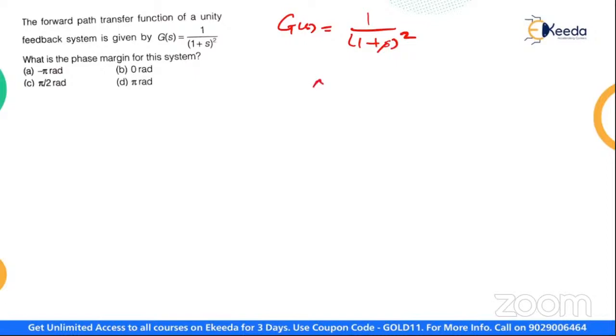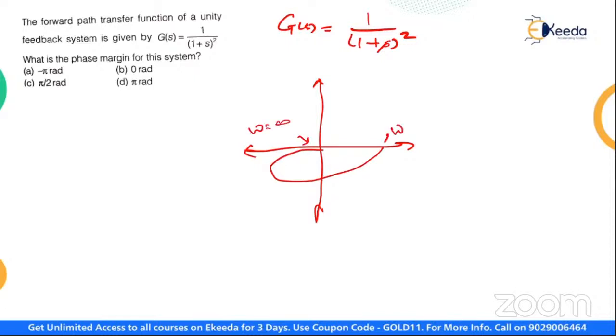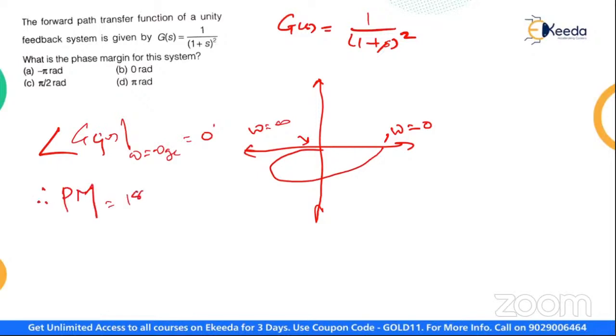For this particular transfer function, in theory we had seen that the polar plot will look somehow like this, correct or not? Here omega equal to infinity, here omega equal to 0. Now, what is angle of G of j omega at omega equal to omega GC? It is 0 degrees, correct or not? Yes, it is 0 degrees. Therefore, your PM is equal to 180 degrees plus angle of G of j omega at omega equal to omega GC.